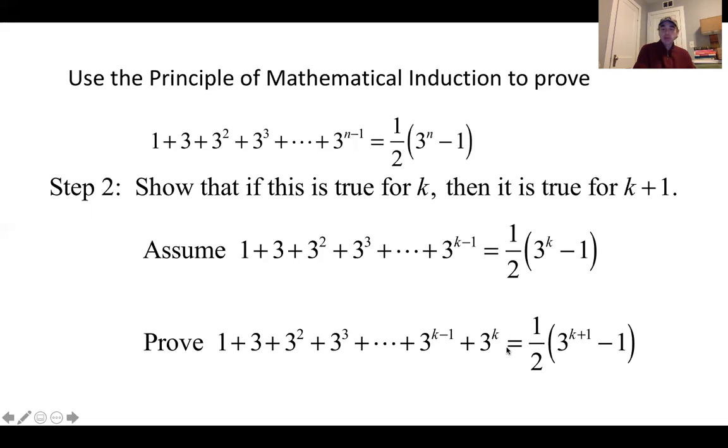Notice there's your extra power of 3 on the left. Replace k with k plus 1 on the right. This is what we are trying to prove. Now, how are we going to do that? We are going to assume this first part and then add that 3 to the k to both sides and do some algebra to hopefully show that they're equivalent.